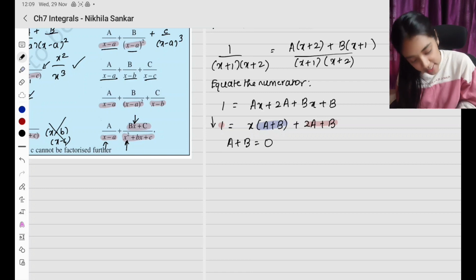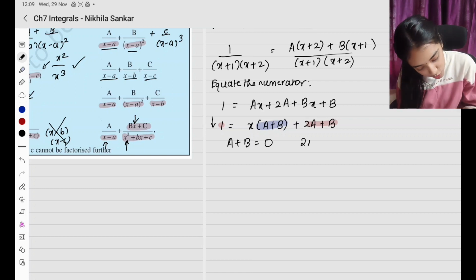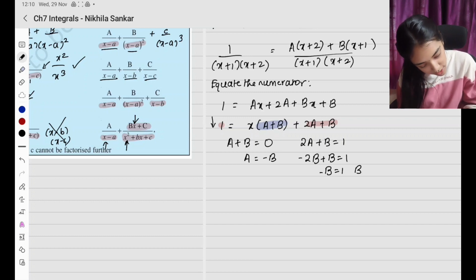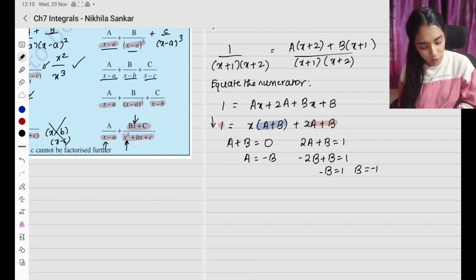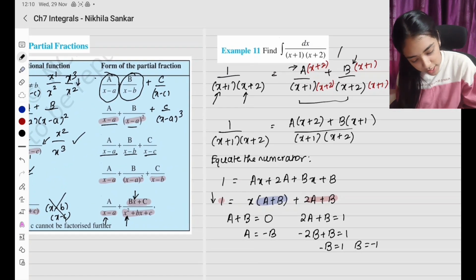I do not have x here, இல்லையா? So a plus b is simply 0 and 2a plus b is going to be 1. So a equals minus b from here. So I can do minus 2b plus b equals 1, minus b equals 1. So b equals minus 1. Okay, so this I am going to substitute in our first step.